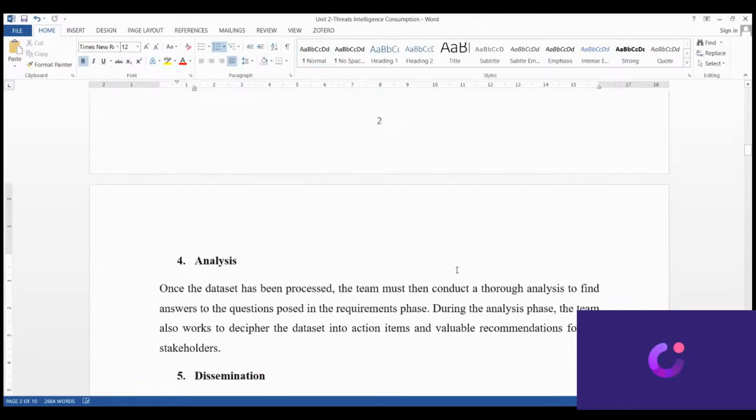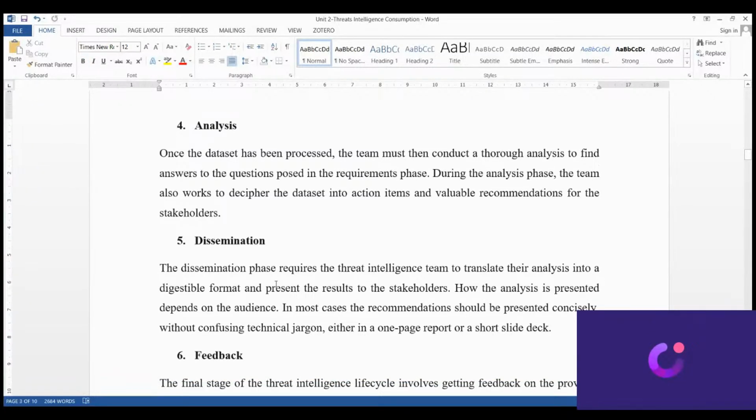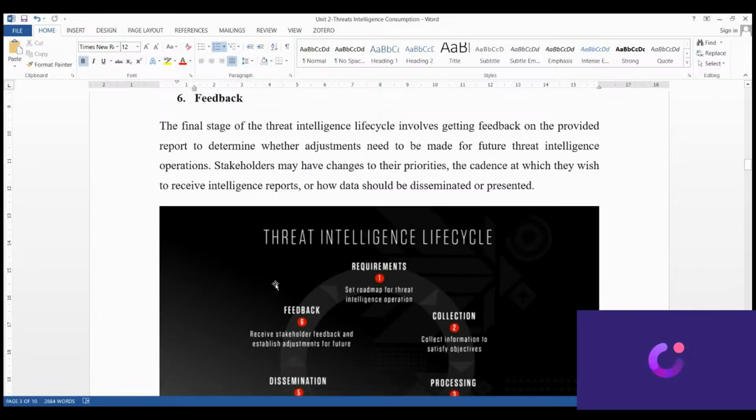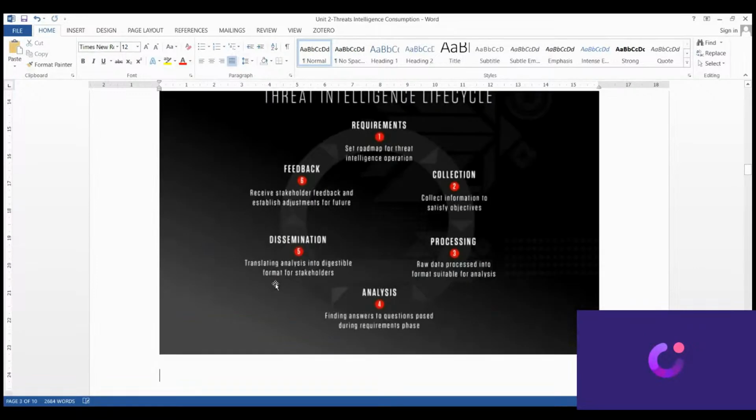There's an aspect of data collection. Once you collect this data, you have to do the analysis. After the analysis, there's an aspect of dissemination, where you disseminate the information you've gotten from the analysis. Then there's an aspect of feedback. So that is a diagram depicting the threat intelligence life cycle.